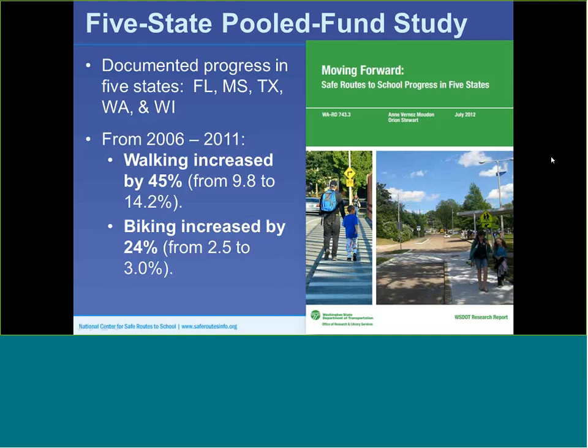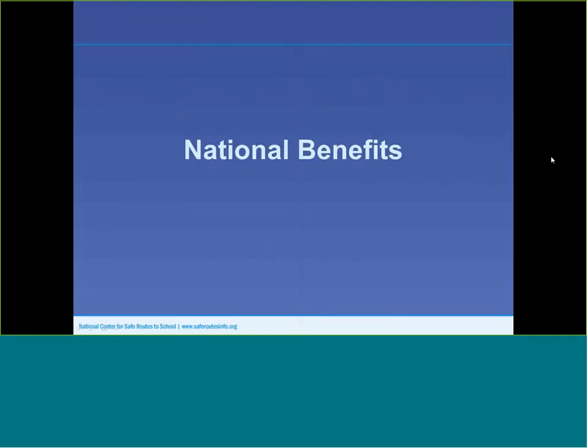And we've seen this pooled fund study in 5 states. It's a remarkable study out of Florida, Mississippi, Texas, Washington, and Wisconsin, where they pulled the data together and looked at what had changed over this 5-year period. And they had seen a 45% increase in walking and 24% increase in biking. And they directly attributed it to the programming that was going on in these states. It was also a way for them to benchmark against each other. Next slide, please. So national benefits. Next slide, please.